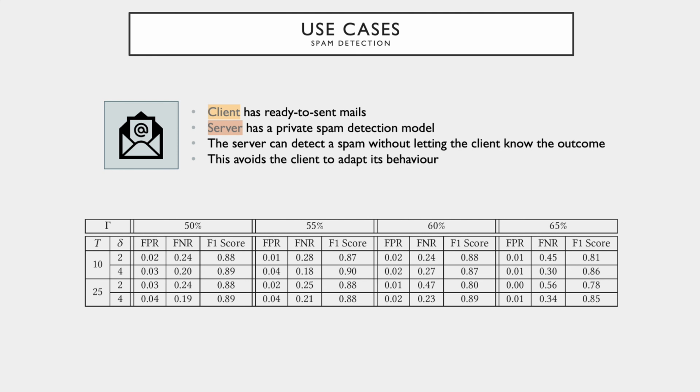Accuracy has been computed depending on three different parameters. First, T, which is the number of trees, delta, which is the max depth of the branches, and gamma. Gamma is what we call the acceptation threshold. Concretely, if the proportion of trees returning that the mail is spam is higher than gamma, then the mail is detected as spam. Otherwise, it is detected as not spam. The parameter gamma allows a trade-off between the false positive weight and the false negative weight.